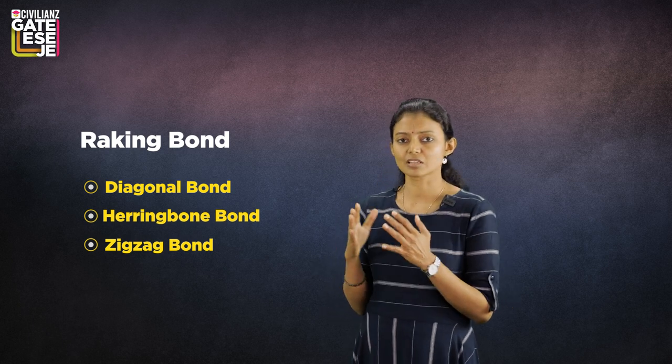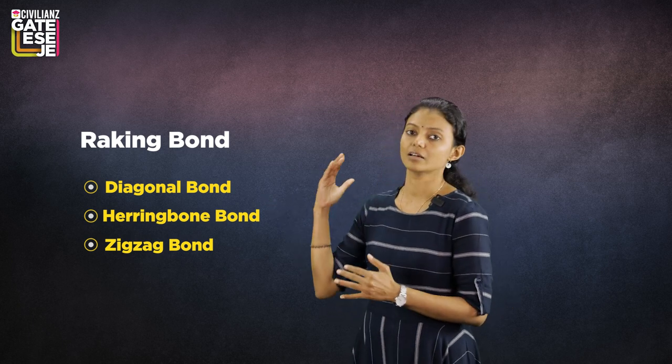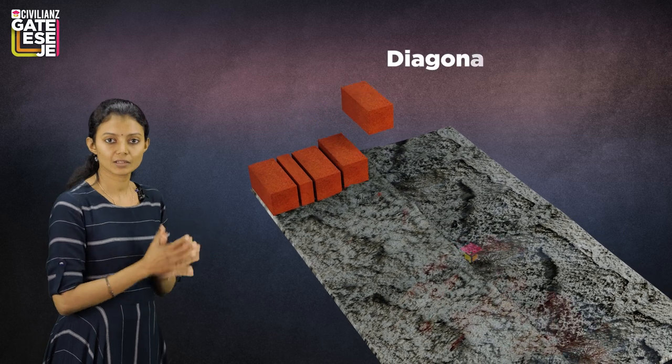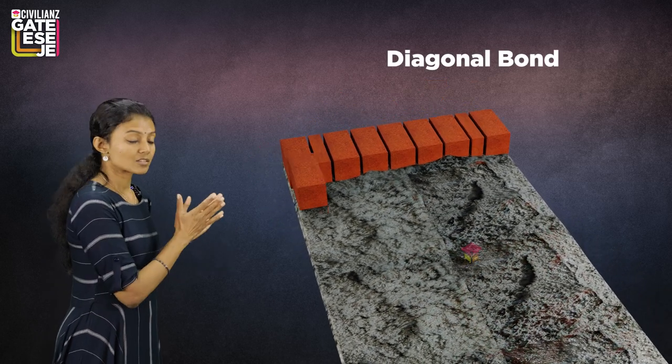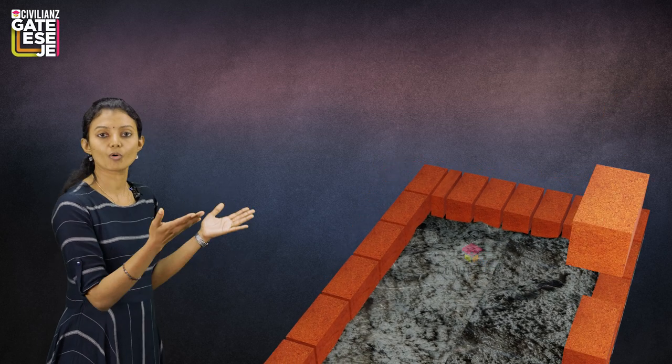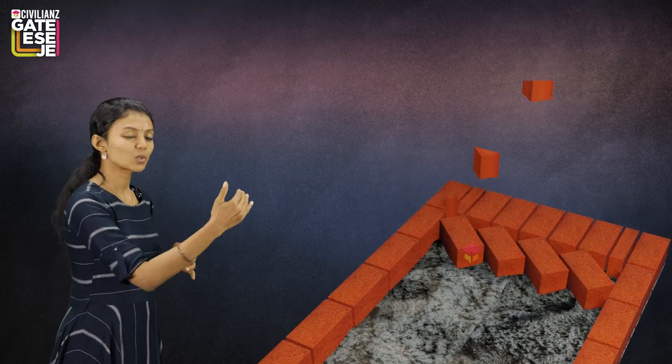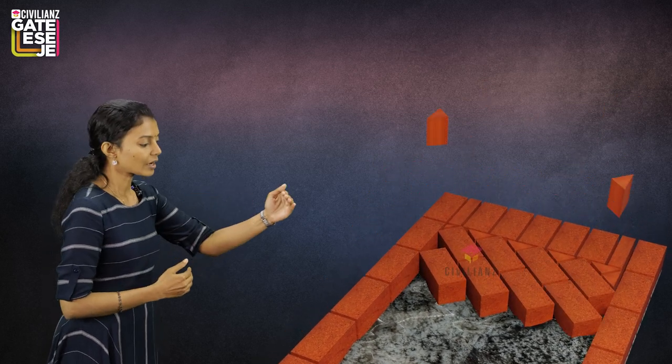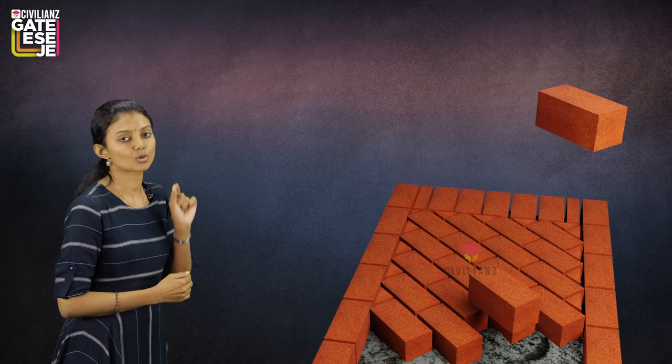Now let us see what is the difference between the diagonal, herringbone and zigzag bond. Coming to the diagonal bond. In a diagonal bond, first of all, two stretcher courses are placed on both sides of the bond. And perpendicular to the stretcher courses, a header course is placed. And next to the quoin header, we are placing a cut closer in order to avoid vertical joints.